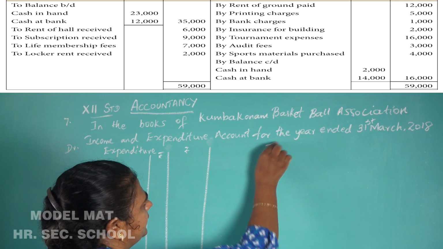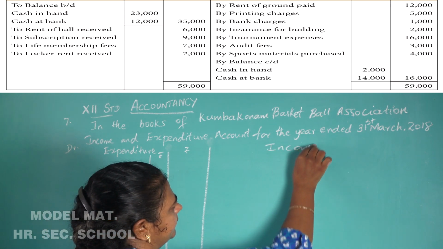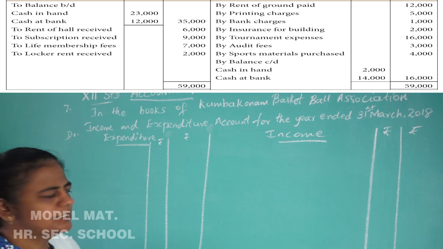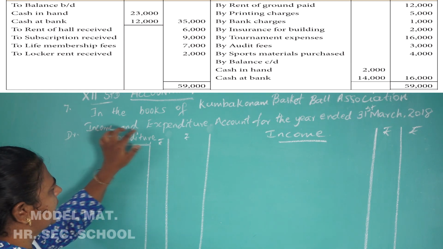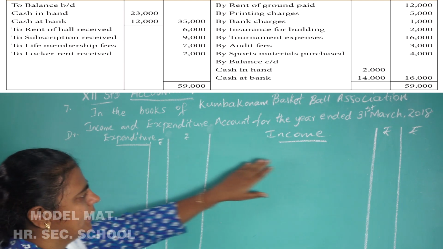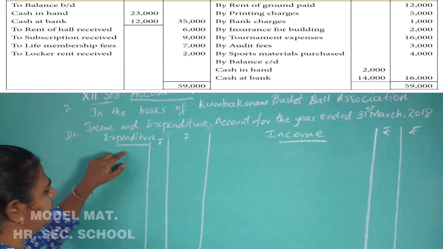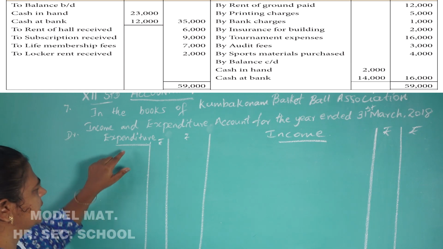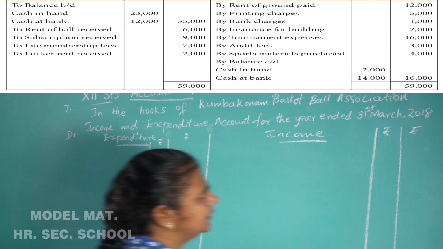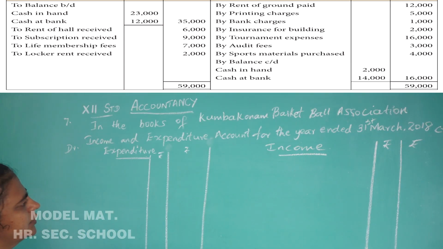On the credit side, you write income, rupees. One thing you have to keep in mind, children, you say it as income and expenditure account, but when you are writing, you have to write expenditure and income. Why? As per the golden rules of accounting, debit all expenses. So expenditure should be on the debit side and income should be on the credit side. Now we will move on to the question.